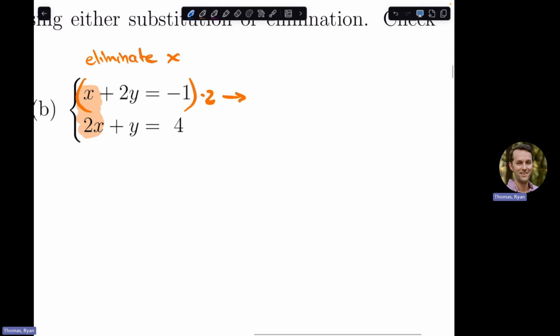Multiply that by 2. Okay, so I'm going to multiply that whole equation all the way across by 2. That's 2x plus 4y equals -2. The other one, the coefficient on x is already 2, so I'm leaving it alone. I'm just copying it over. Because again, the thing I'm trying to do is eliminate x. Now the coefficients match. We've got 2x and 2x. Right? We scaled the first equation by 2, left the second one alone, but we've got 2x and 2x.